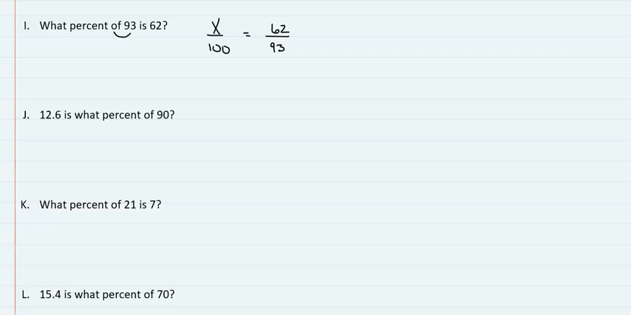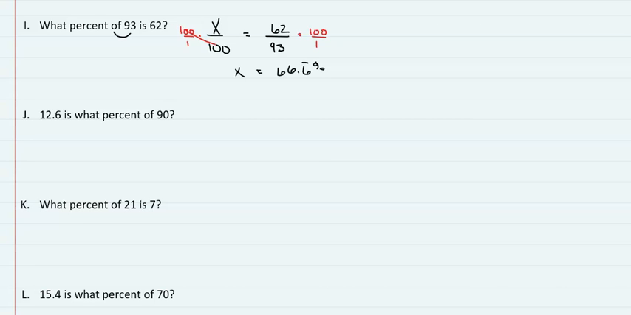So now, like I said before, cross multiplication in this case is not going to save you any time. The x is already on the top, so I'm just going to multiply both sides times 100 over 1, and I get x equals 62 times 100 over 93. So you can just go ahead and put that right in your calculator. 62 over 93 times 100 is 66.6 repeating percent.